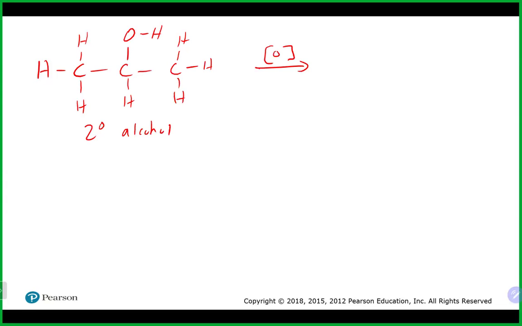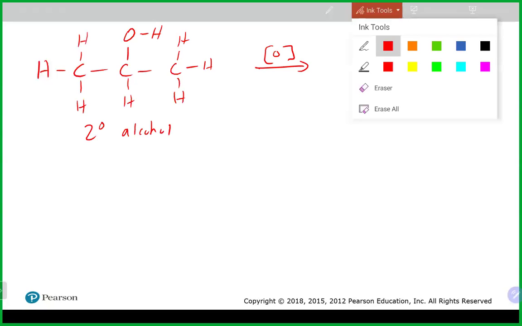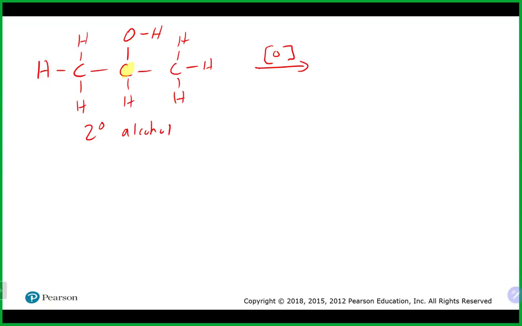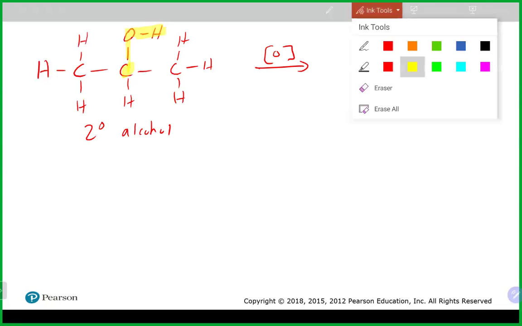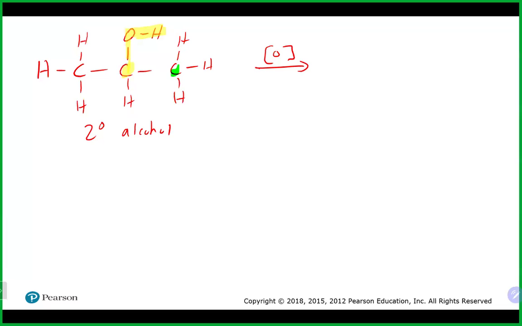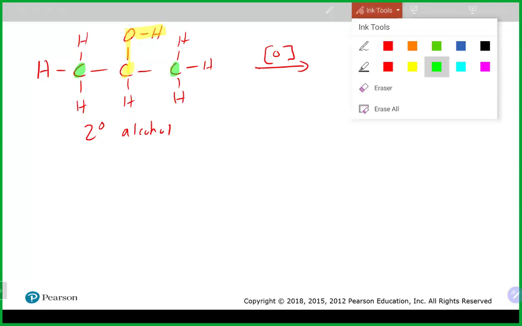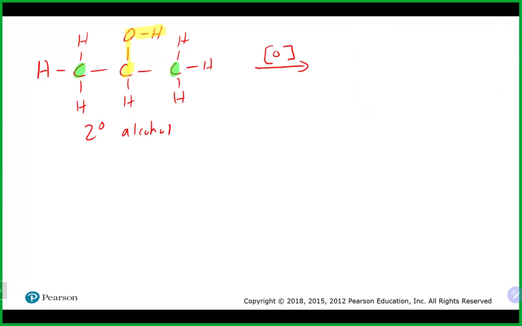And this is a secondary alcohol because, again, when we look at the carbon that is attached to the OH, that carbon is directly attached to two other carbons, right? That's what makes it a secondary alcohol in this case, those two carbons attached to the carbon that has the OH. The good news here is this is, again, an oxidation of an alcohol. So you could just remember, if I'm starting with an alcohol, I'm going through an oxidation.